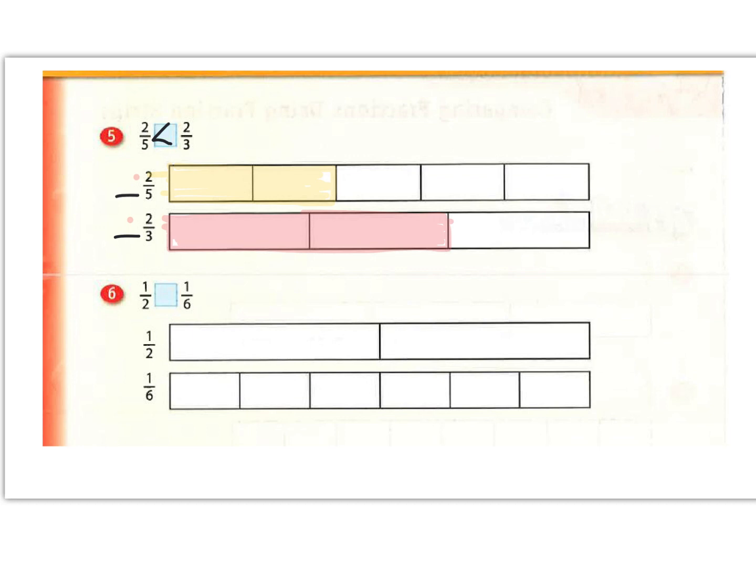Next one, 1/2 and 1/6. So those are both unit fractions. So 1/2 is half of the fraction strip, but then 1/6 is just one little section, 1/6. So we can again see 1/2 is greater than 1/6.